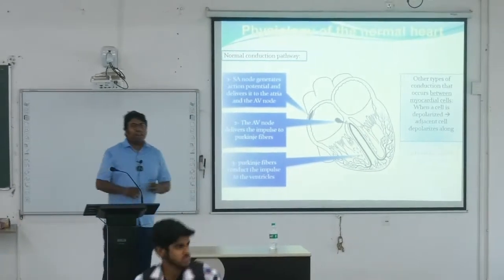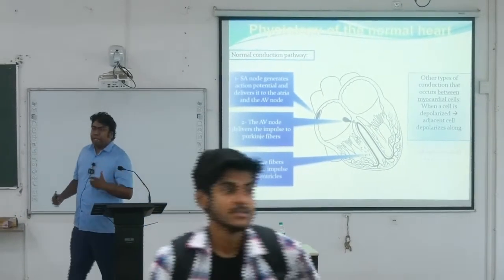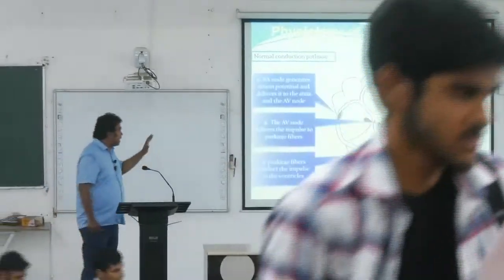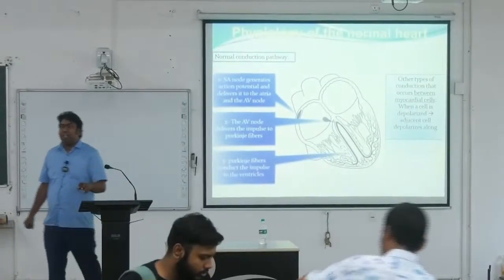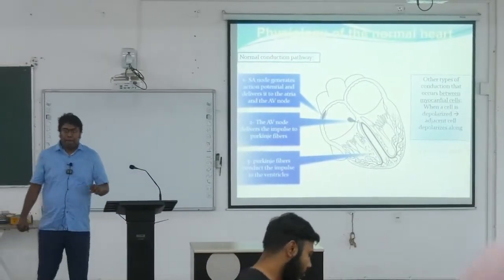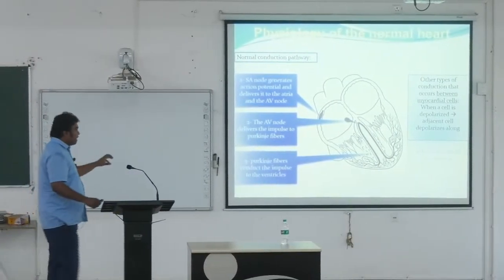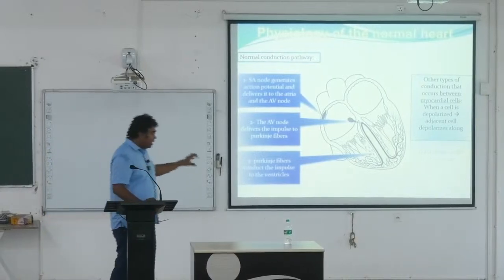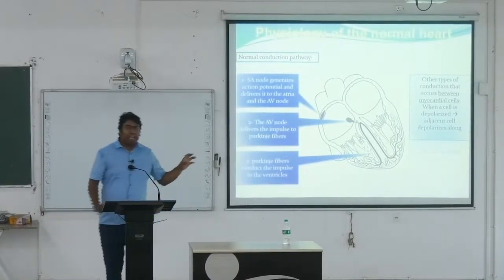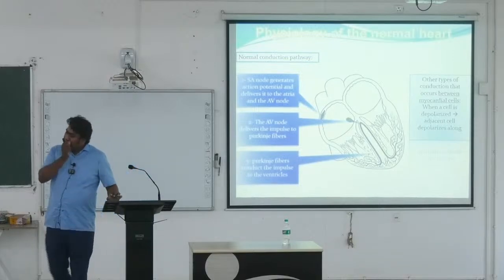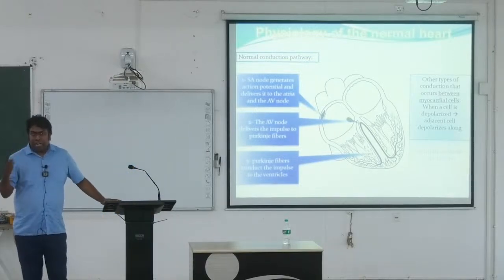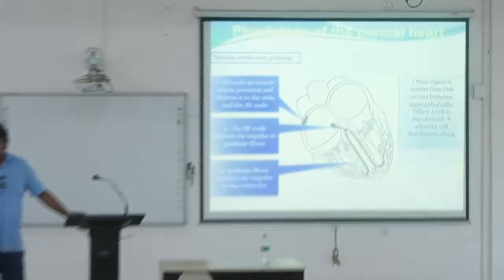So from where is this impulse generated? The impulse is generated from the SA node. From the SA node, it goes into the AV node. Through the AV node, it goes into the ventricles. In the ventricles, there are Purkinje fibers, and these are all the electrical conductivity of the cardiac tissue.